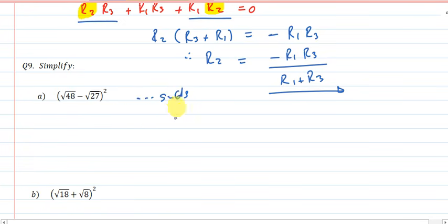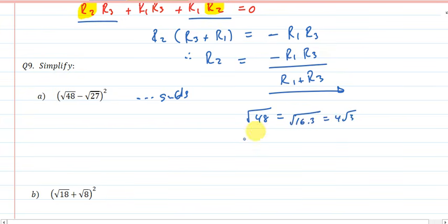Problem on surds. Square root of 48 minus the square root of 27, all squared. A nice way to do this is to write down what the square root of 48 is. Square root of 48 is basically equal to 16 times 3, which is 4 root 3.